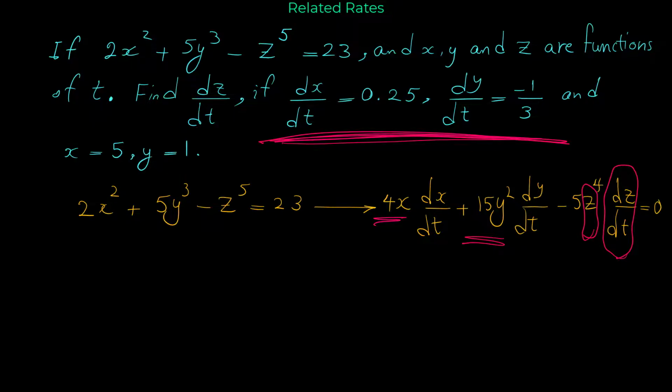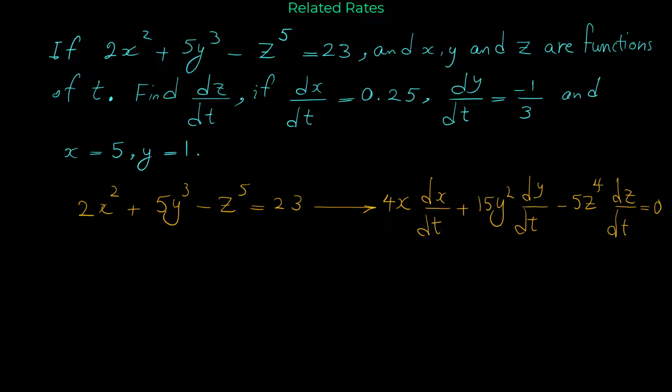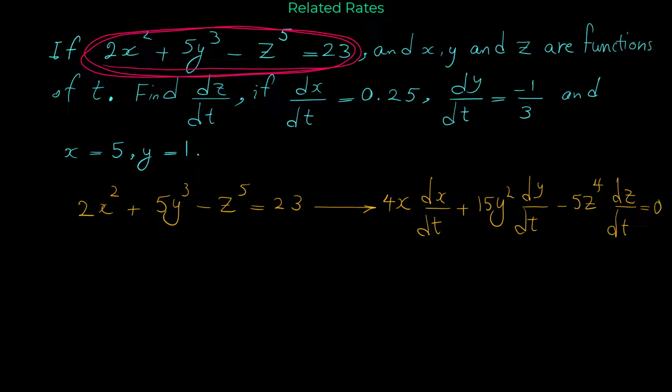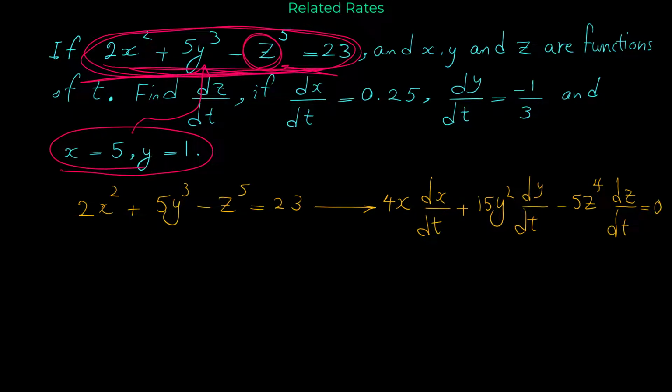When you have the values of some variables and you don't have the value of a variable, you can simply find the value of that variable. How? Don't forget, you have this relation between x, y, and z. So substitute these values here, then you can find the value of z.